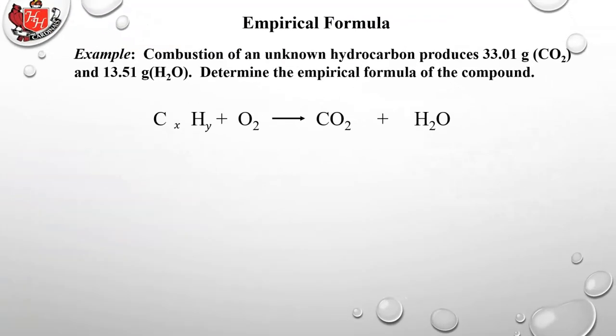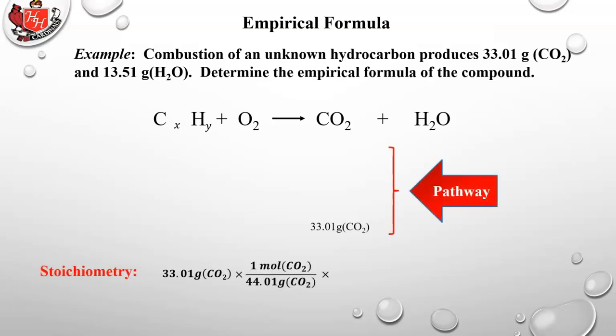Okay, let's do another example. Combustion of an unknown hydrocarbon produces 33.01 grams of CO2 and 13.51 grams of H2O. Determine the empirical formula of the compound. Again, we have to do a molar mass conversion for those two. We're going to do it the same way we did it before. Carbon dioxide is 1 mole over 44.01 grams, starting with 33.01 grams. If you do the math on that, you get 0.75 moles of CO2.